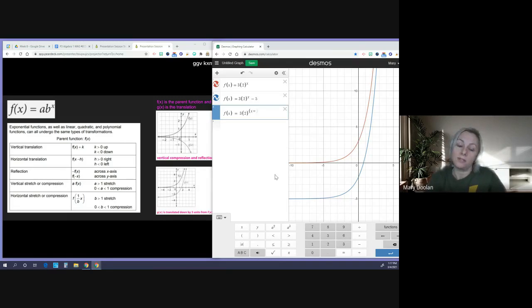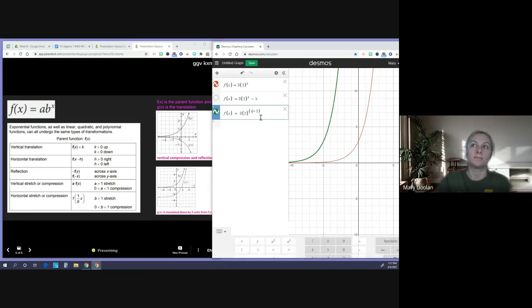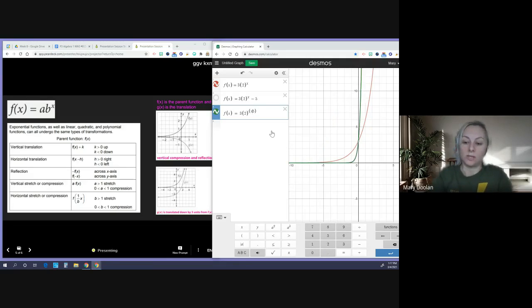I have to do parentheses. It works if I put parentheses around the exponent. Anytime you want to add in more than just one thing to your exponent, you're going to have to use parentheses. Now this green graph, I'm going to turn off the blue one because I'm just comparing it to the original red one. I added 5, and it moved to the left because there's a subtraction sign here, so it's always the opposite. I could actually do it this way too, so you can see: minus negative 5.